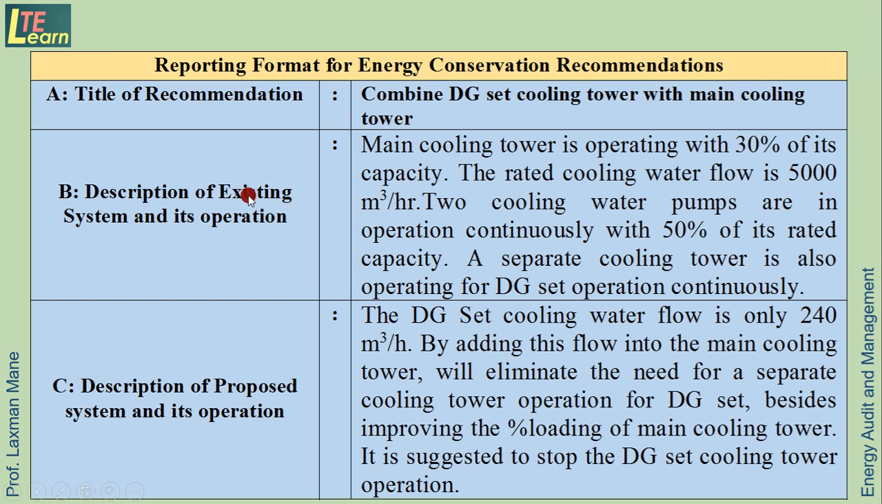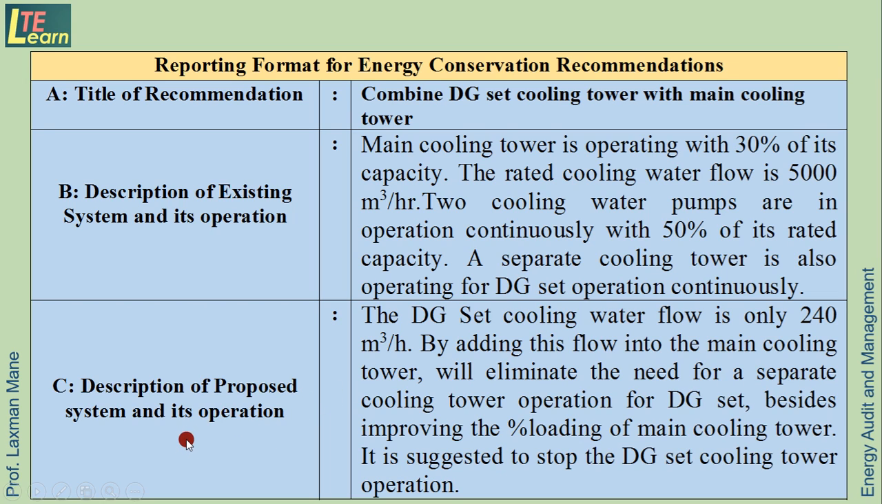Here the description of the existing system and its operation is given. So let us see. Here is a main cooling tower which is operating at 30% efficiency or capacity. The rated cooling water flow is 5000 meter cube per hour, that is the discharge. 2 cooling water pumps are in continuous operation at 50% of their rated capacity. A separate cooling tower is also operating continuously for DG set operation.